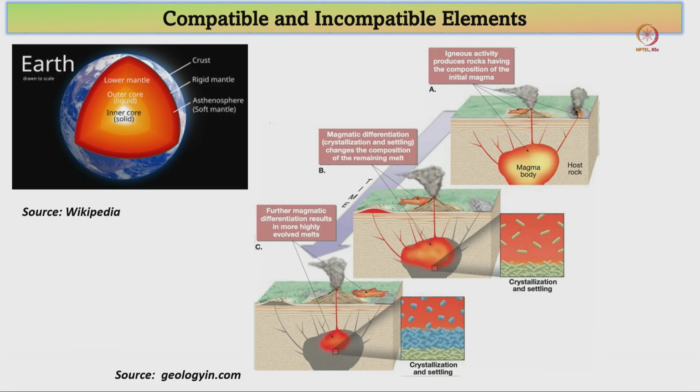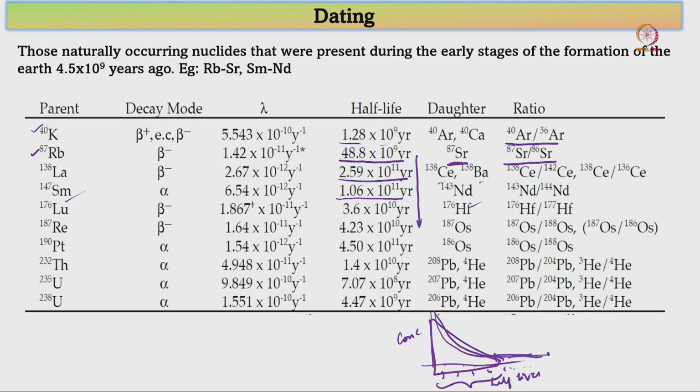Now, let us look at the parent isotopes. In our earth, this is a group of elements which falls under the lanthanum-actinium series, and they are not in very high concentration. Except for potassium and rubidium here, these are mostly trace elements.